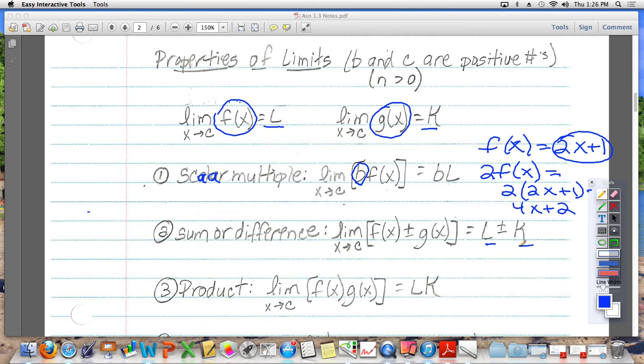All right, product. The limit as x approaches c of two polynomials multiplied by each other, f of x times g of x. All you need to do is take the limit of the first one. Remember we said the limit of f of x we called L. The limit of g of x up here we called k. All you have to do is take their limits and multiply them. That will get you the limit of the product of those two polynomials.